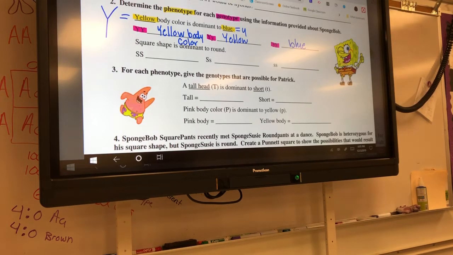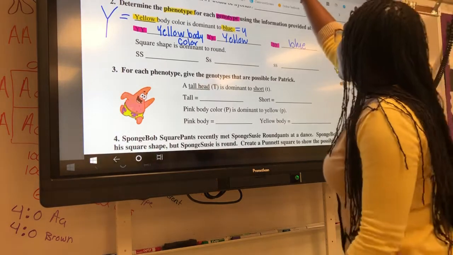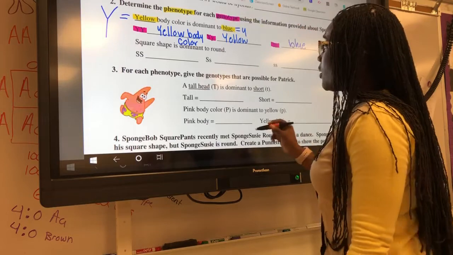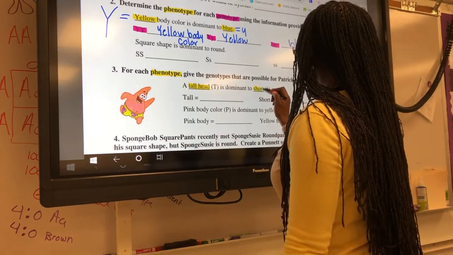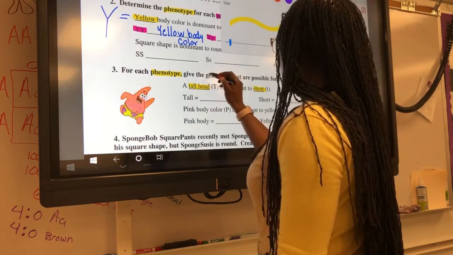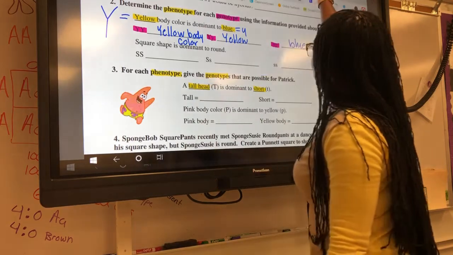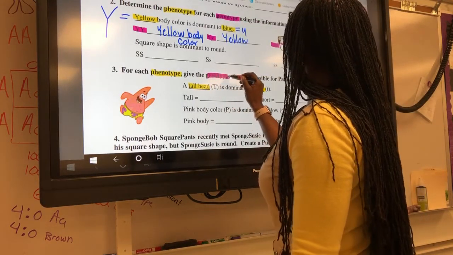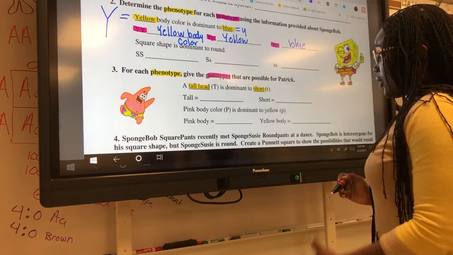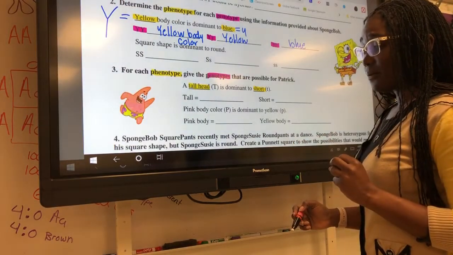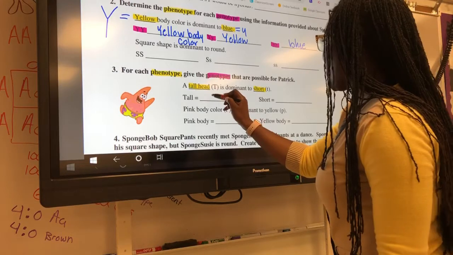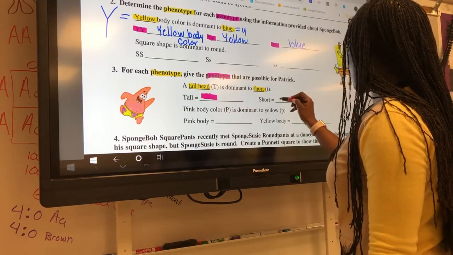Next, number three, it says for each phenotype, give the genotypes that are possible for Patrick. Once again, I'm going to highlight because we need to make sure we know these vocabulary words. So phenotype here is tall, because that's what we see with our eyes, and short. The genotype in this will be the letters, all right? So that's what we need to write down. Remember, the genotypes, for every trait, we need to have two because we have what? Two parents, okay? So therefore, you're gonna write the genotype here.